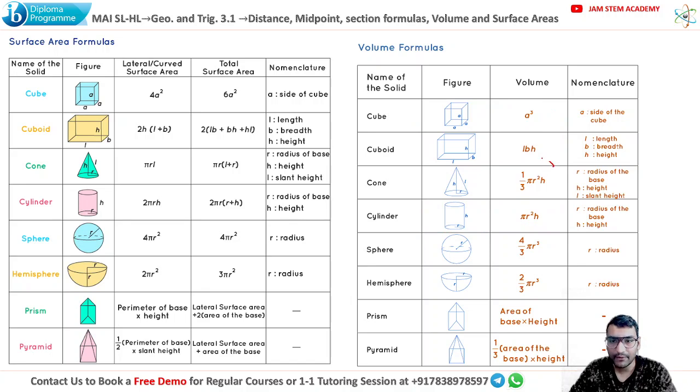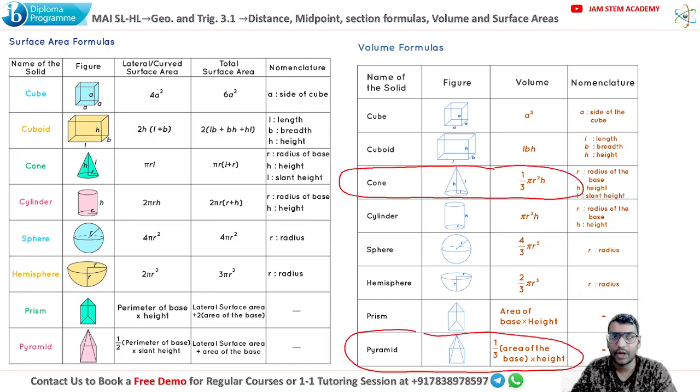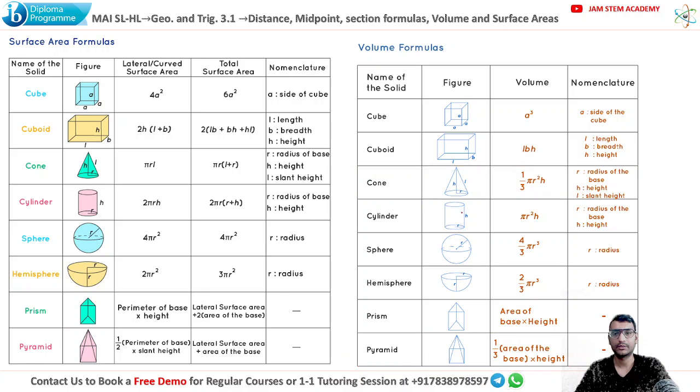But if you have a solid in which there is a constant increase or decrease in the base, like the cone or like the pyramid, then in these cases the volume is given by 1/3 times base area times height. Okay, so remember this. It's very important to memorize these formulas of volumes and surface areas.